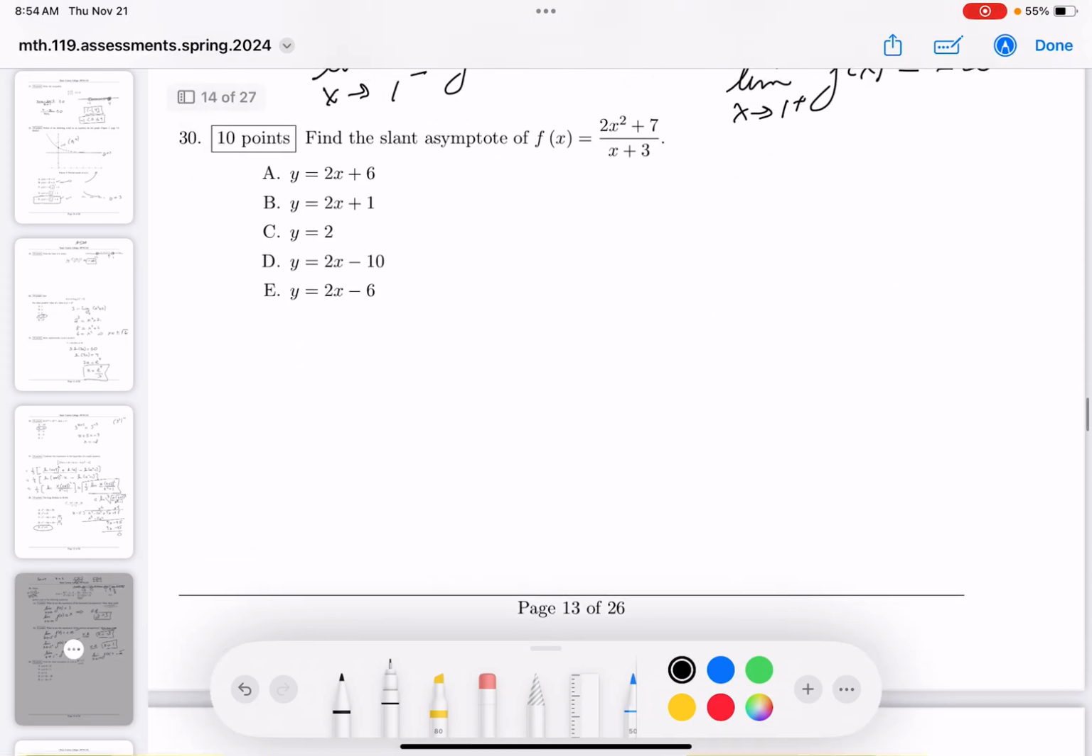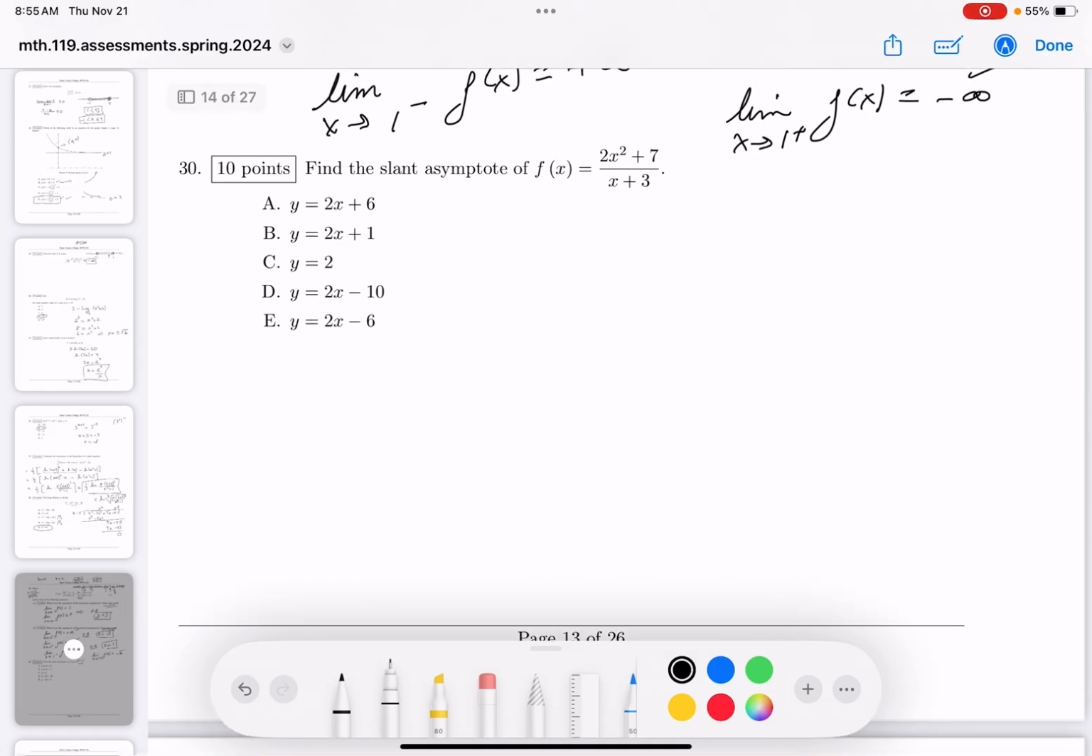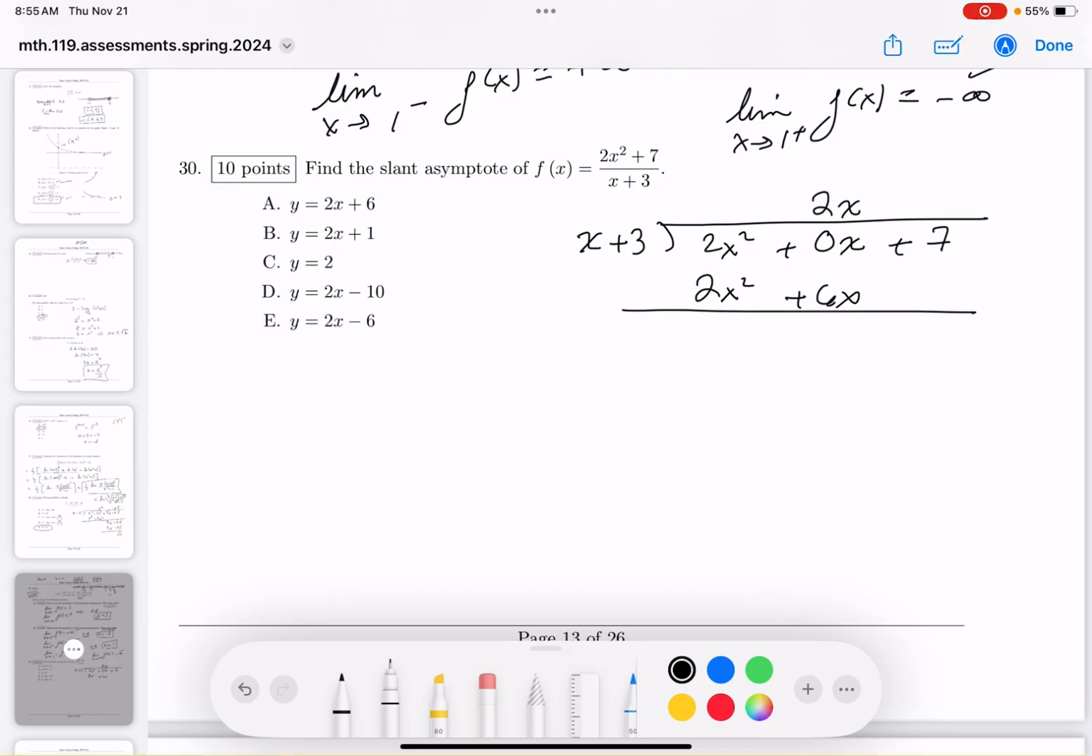All right, number 30, I think that's the last question. And it says slant asymptote. Well, that's done by a division. 2x squared. If you need to, just simply say there's no linear term by saying 0x plus 7. What times x gives you 2x squared? 2x. You get 2x squared plus 6x. You're going to subtract. It gives you minus 6x plus 7.